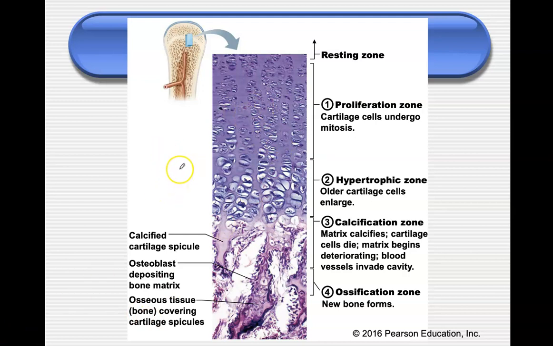And again, this is ultimately lengthening the entire bone, right? As it's pushing the epiphyses away from the diaphysis. So this is really what that proliferation zone is, what's going to cause that lengthening, okay? Then we have what's called the hypertrophic zone. And this is where we have these older chondrocytes that are now closer towards the diaphysis. And they're going to start to enlarge. As you can see here, they get bigger. And that's what we call hypertrophy. Hypertrophy just means to enlarge, right?